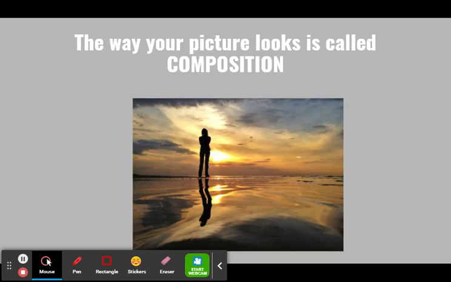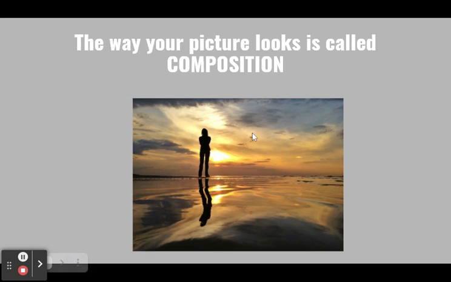Some of the things that you need to know, and like I said, you should be taking notes over this. One of the first things on your notes paper is that the way your picture looks is called composition. It's the way you put together the things on your screen, and it is a piece of art, so how you put it together is important. It's different than just taking the picture wherever you're putting the camera. So the way the picture looks is called composition, just like a piece of art.